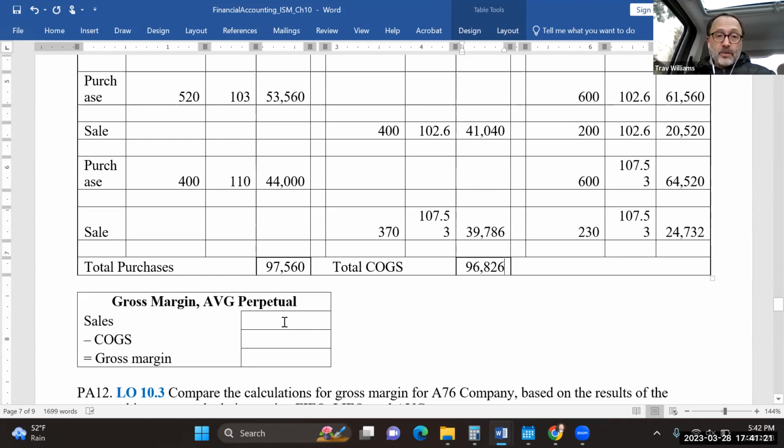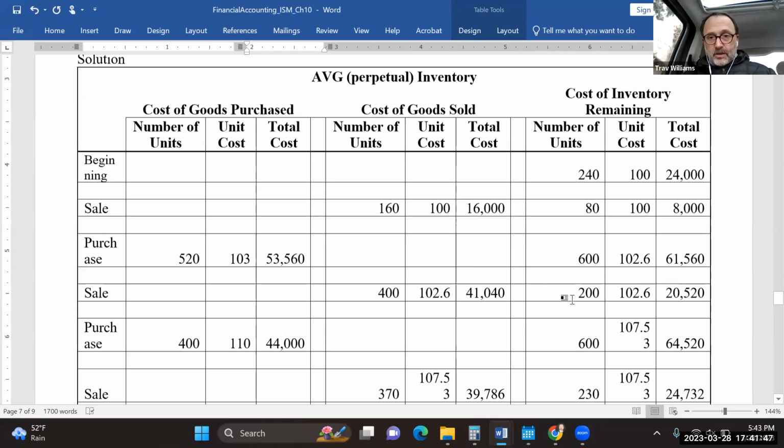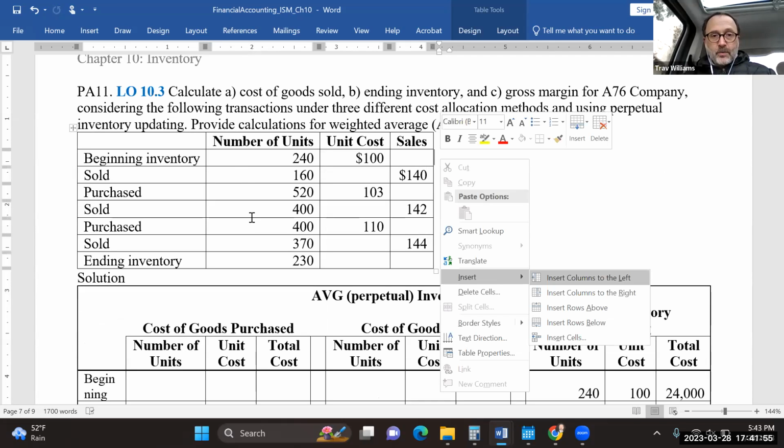Okay, so now on this problem, what you're going to do is take this cost of goods sold and copy it and put it over here under cost of goods sold. We're going to subtract that from the sales revenue to get our gross margin. The sales revenue, we have to calculate as well. Let's add another column here to do that. Insert column, okay? So we had 160 units, we sold for 140 each.